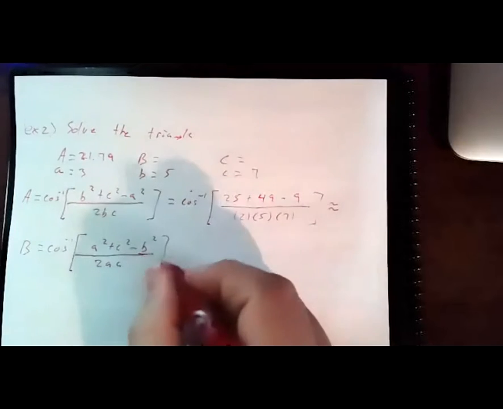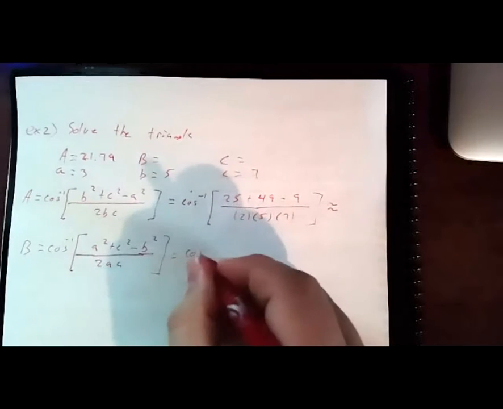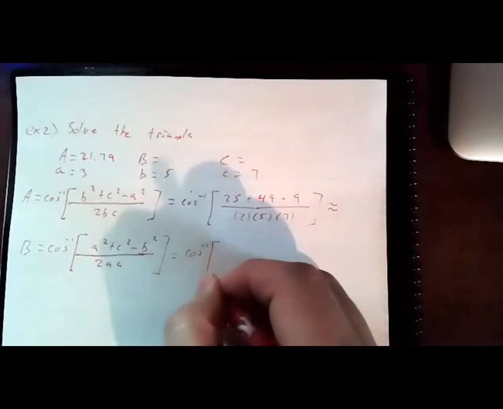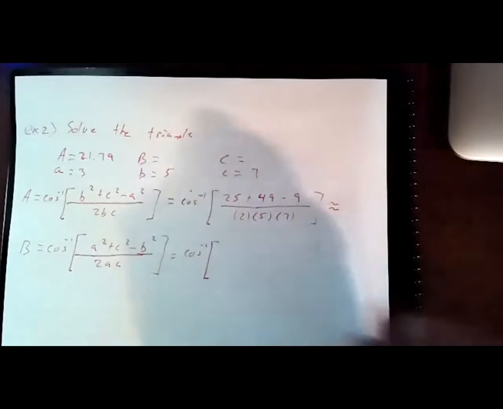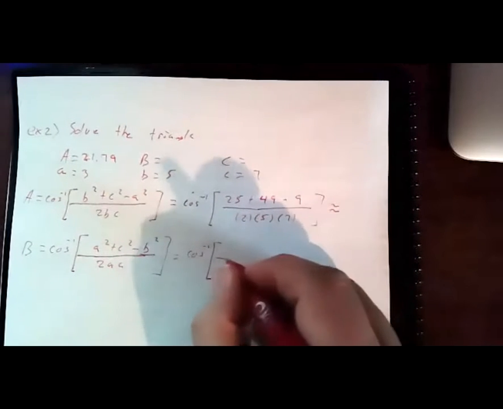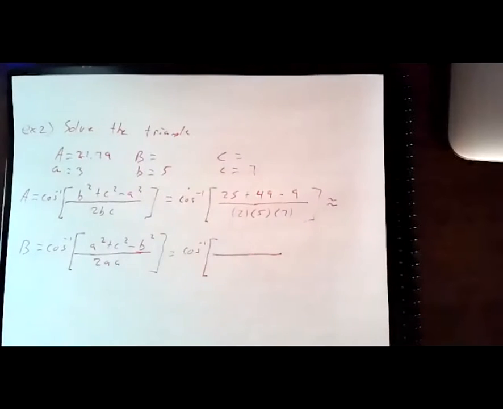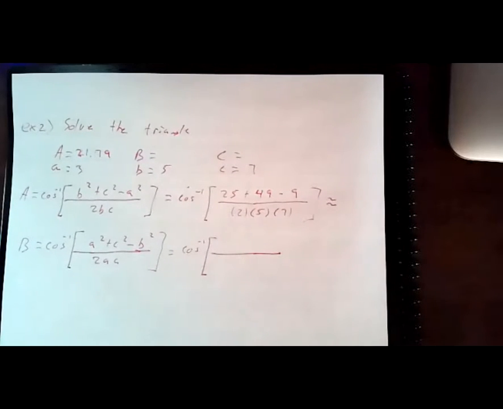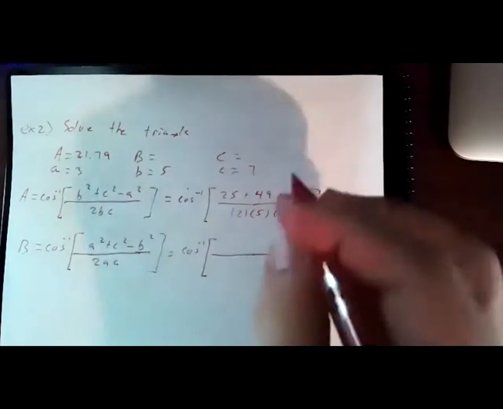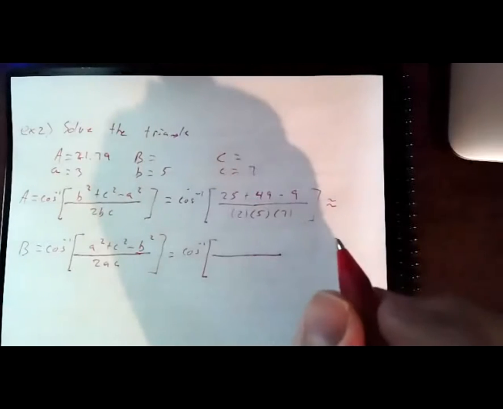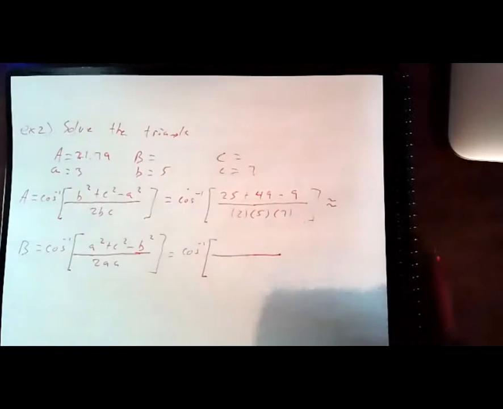There you go. So B is cosine inverse of. Sorry about that, guys. Hold on. Give me one moment.